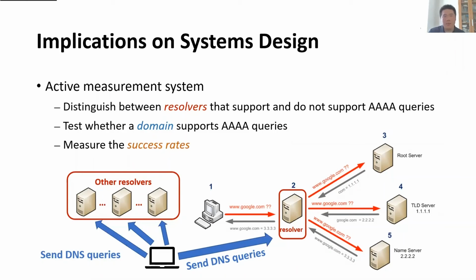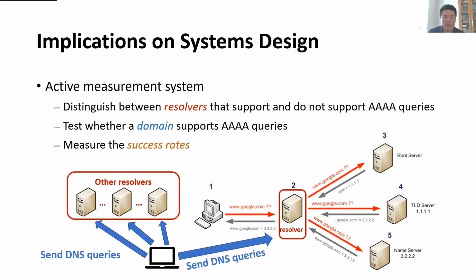We discussed what systems we could build based on our observations. The first system is an active measurement system. Our results show that although IPv6 has been promoted in recent years, quality queries still fail frequently, and there exist resolvers that do not support quality queries. In order to understand which resolvers support quality queries, we can build a system to actively measure the IPv6 support of the resolvers. The system can distinguish between resolvers that support and do not support quality queries by sending DNS queries of popular domains that support quality queries.